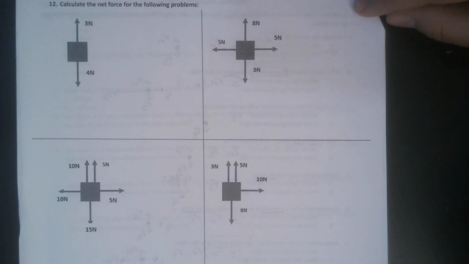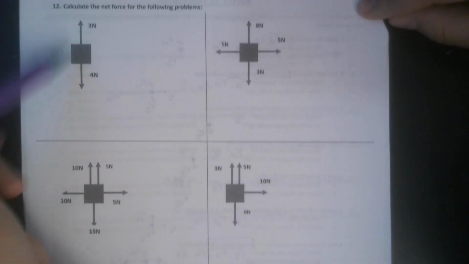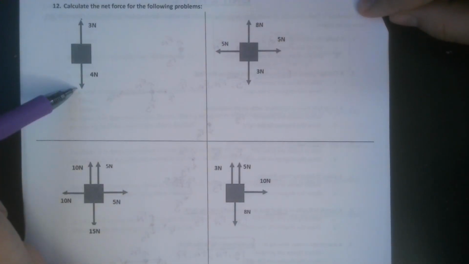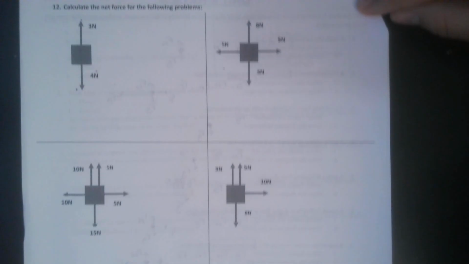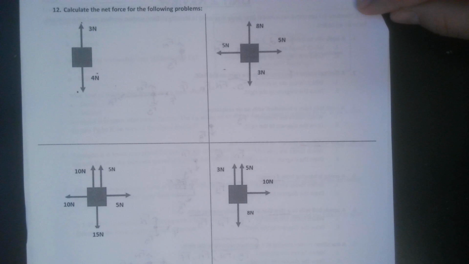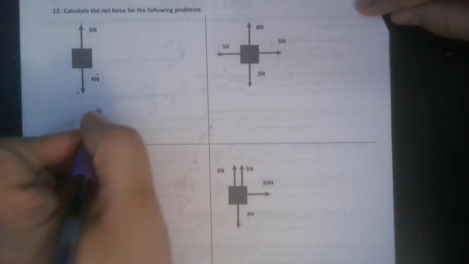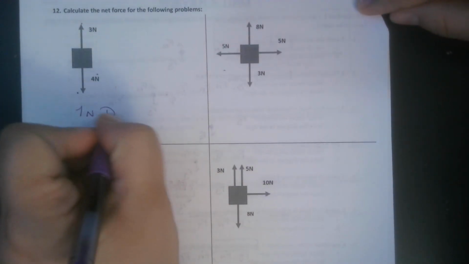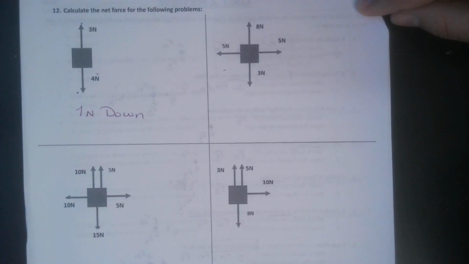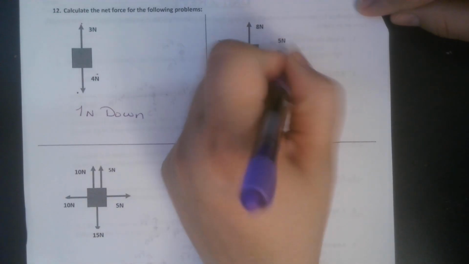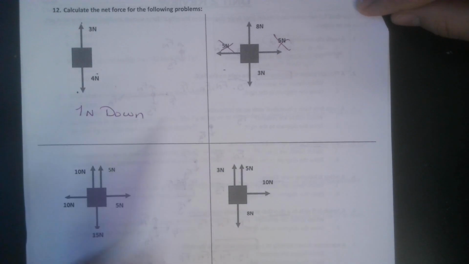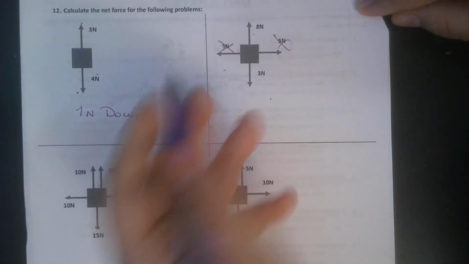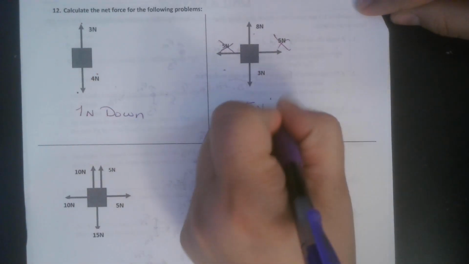Calculate the net force for the following problems. 3 newtons up plus 4 newtons down. Don't forget downs and lefts are technically negative numbers, so we're subtracting these as they are pointing in opposite directions. So this is 1 newton down. For this next one, the sides would always cancel. This is the side that cancels. And then you have 8 newtons up and 3 newtons down. So the stronger force is going to be 5 newtons up.